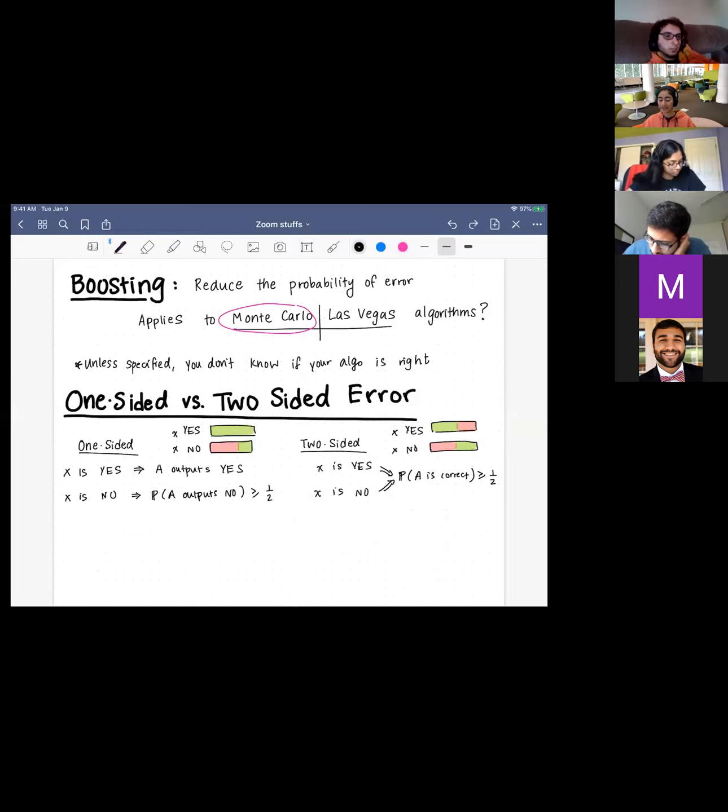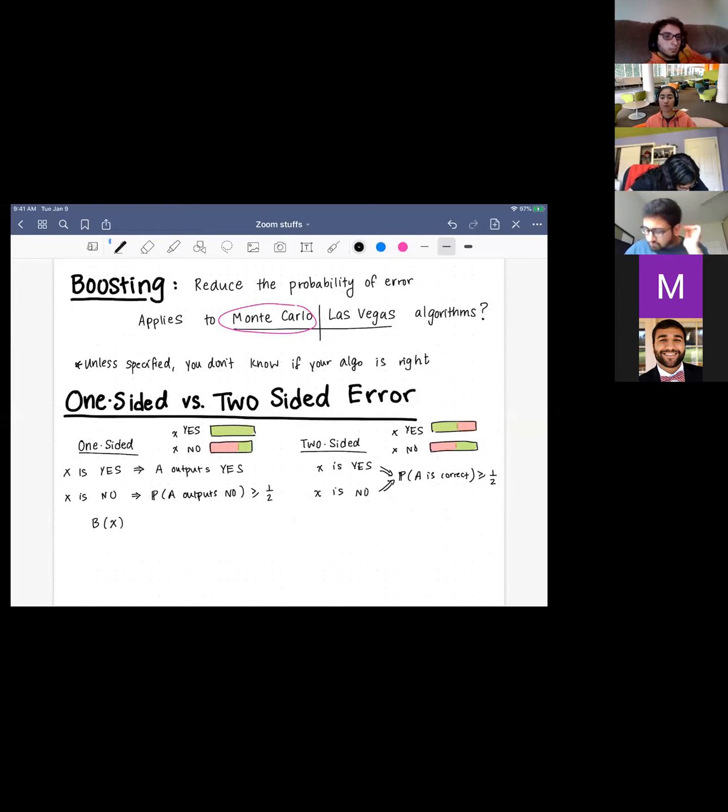So with that in mind, also keep in mind that we could add twists to these. We might define our own version of sided error where it's slightly different. But by understanding these, you're more prepared for different twists on it. So with this in mind, how do we boost these different types of algorithms?